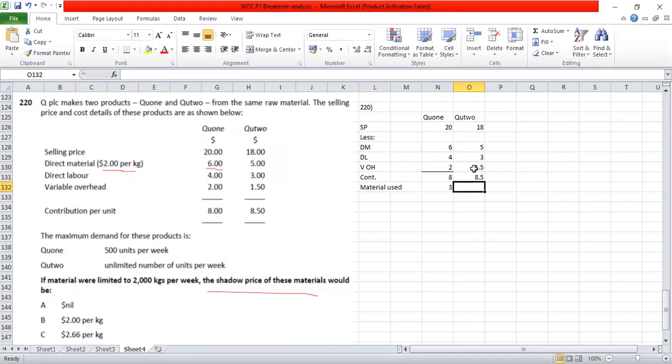The requirement of material would be 5 divided by 2. So 2.5.